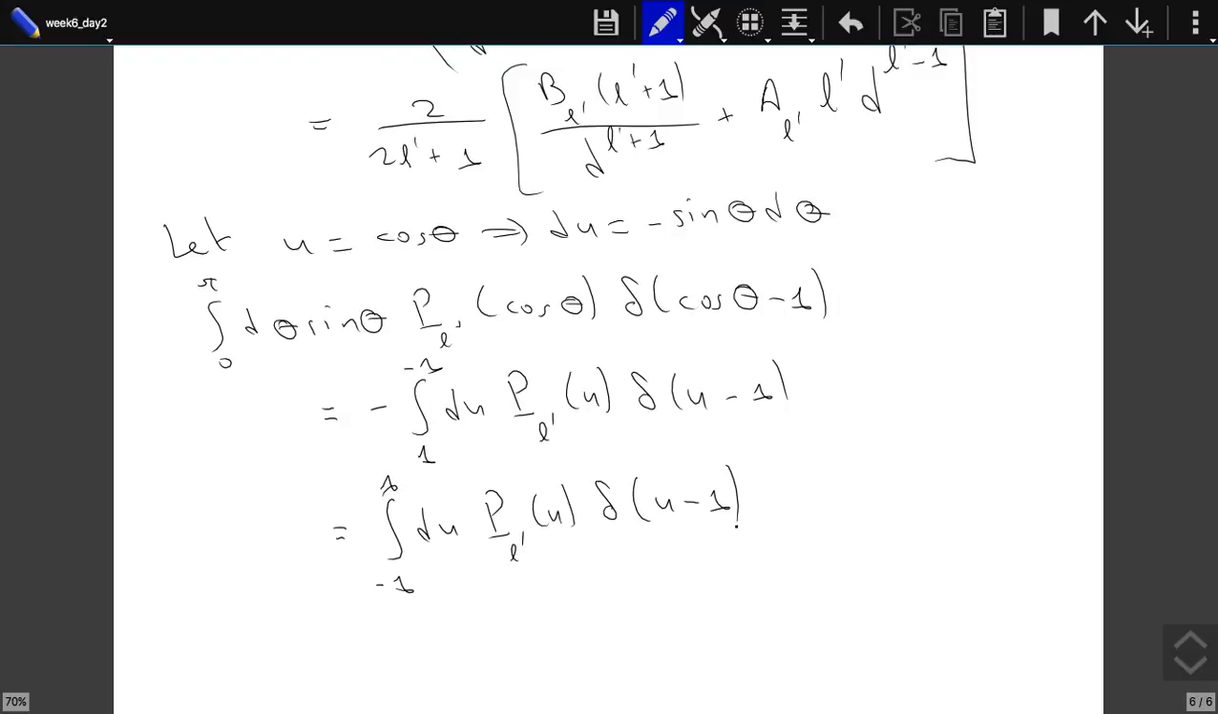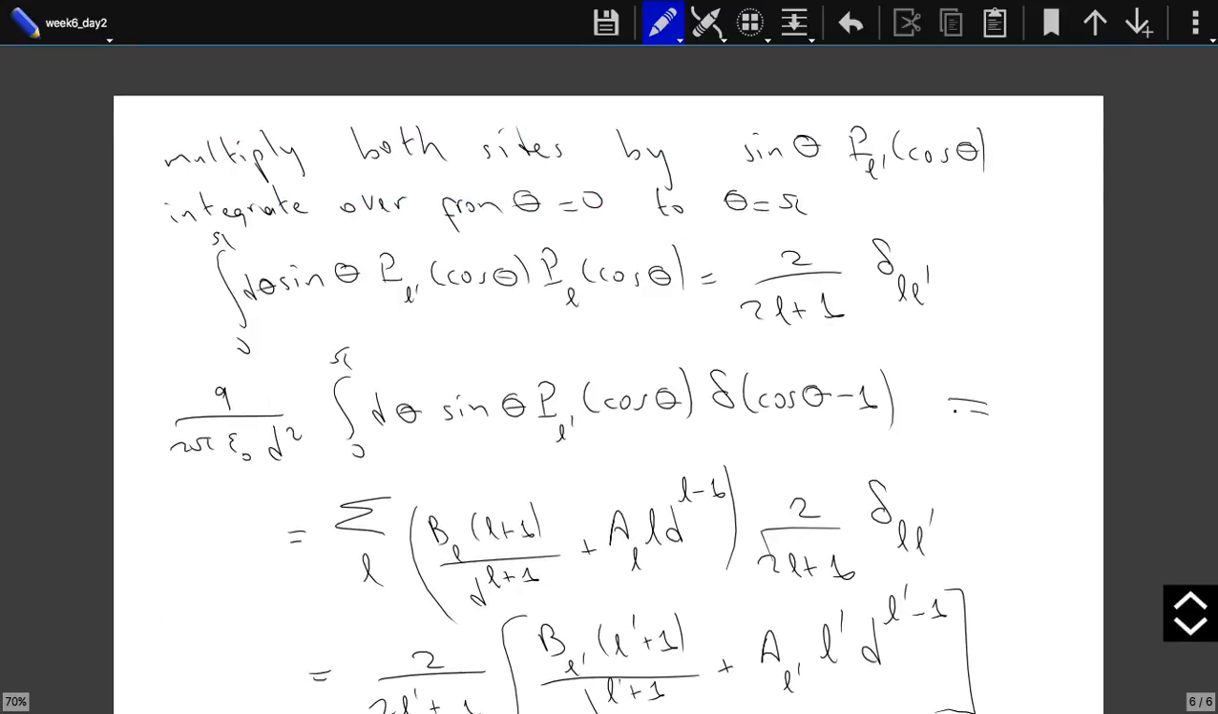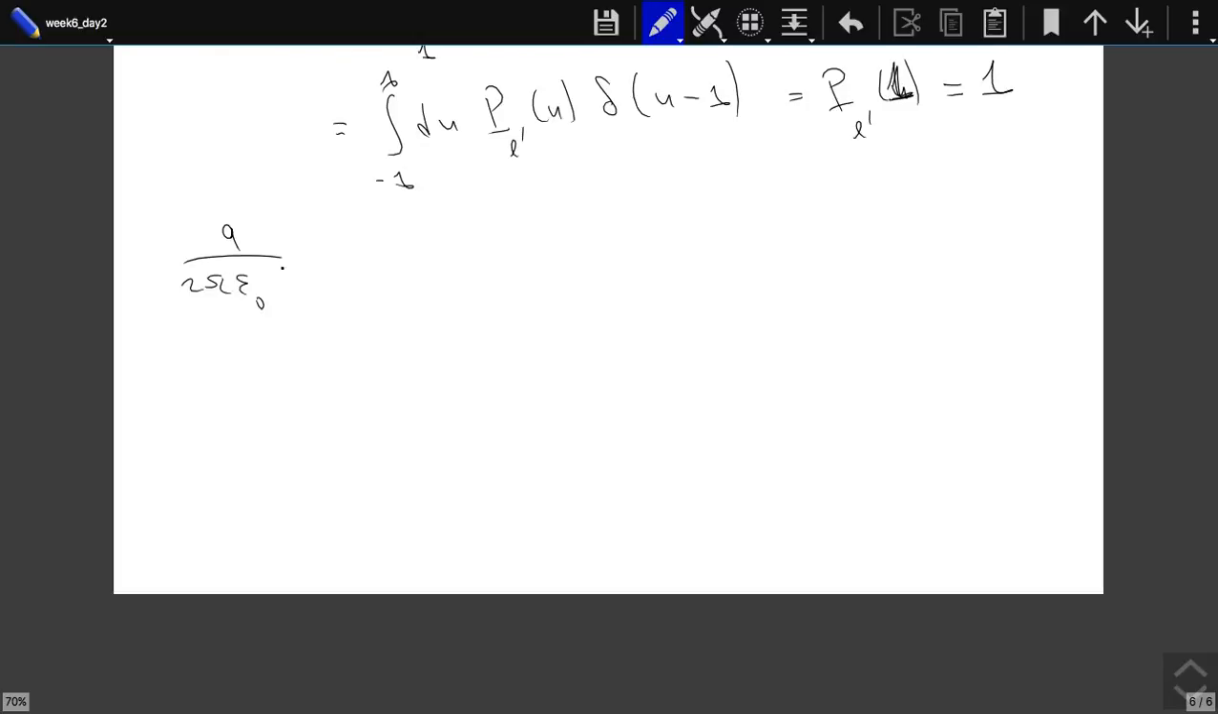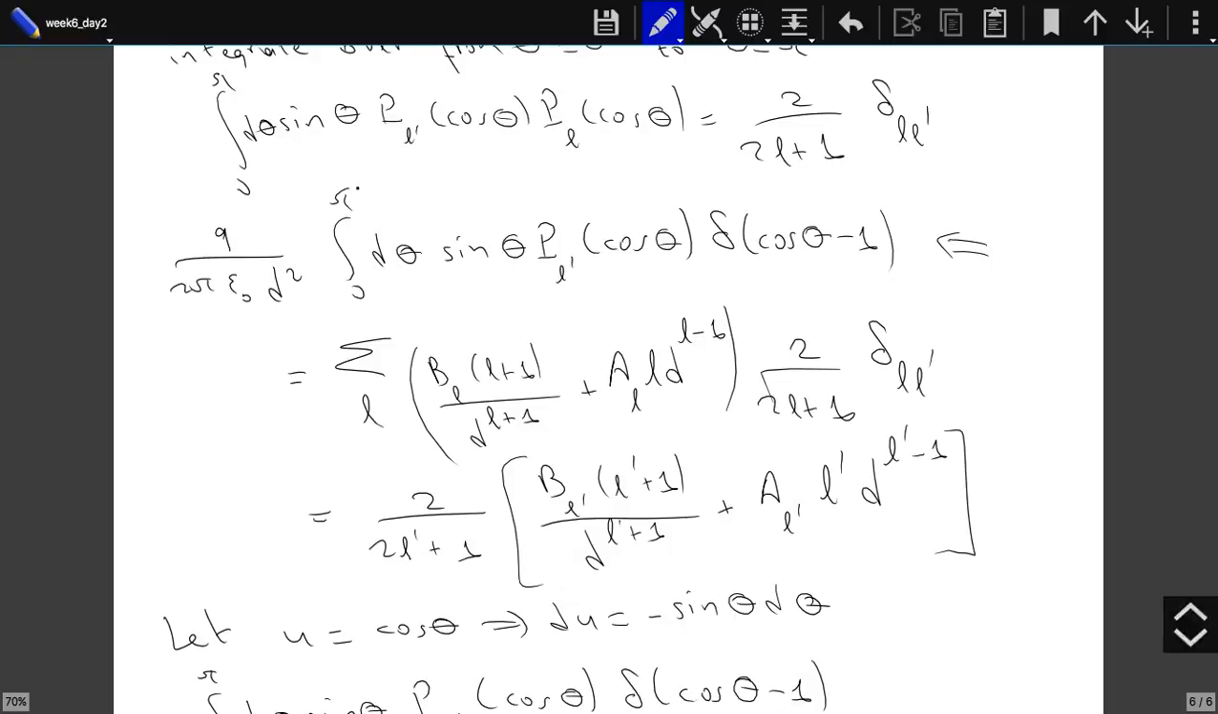Well, this is one of those, let's say, pathological cases where the Dirac delta is on the boundary. But in this case, we have to assume that the Dirac delta is inside our interval. So this is equal to P_L prime of 1. The Legendre polynomials are defined such that the Legendre polynomial evaluated at 1 is always 1. So that gives us this relation. The left-hand side of our equality is q over 2 pi epsilon 0 d squared. That integral we had just seen is 1. It should be equal to this expression over here.